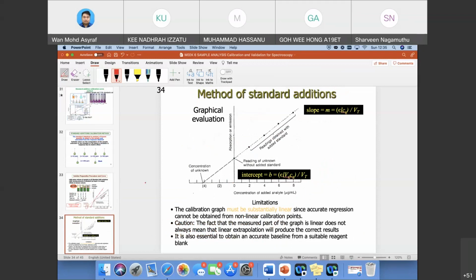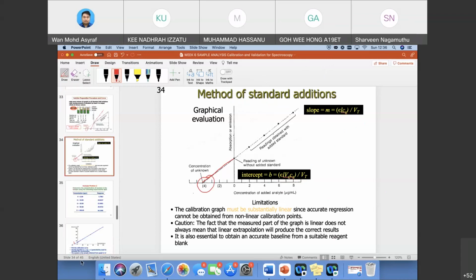Okay. So for this one, also the standard addition, as I mentioned before, this is the reading without the added standard. This is the readings of the standard that we have added earlier. Alright, so this intercept is also governed by your readings here. So that's why you can extrapolate to the unknown concentration here. Alright, so that's how you do it.